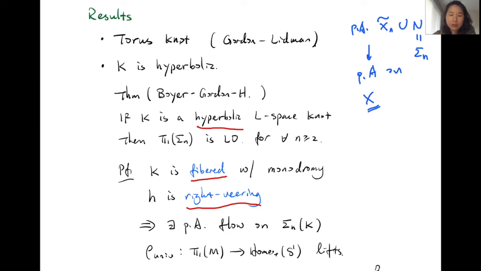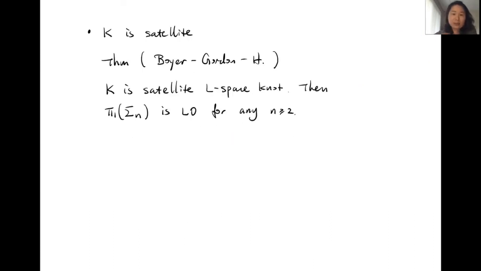Then you want to show the action actually lifts, and in this case, it does lift. Okay. So that's for hyperbolic knots. You can also do something when the hyperbolic knot is not fibered, but I'm not going to talk about that. I do want to move to satellite knots.